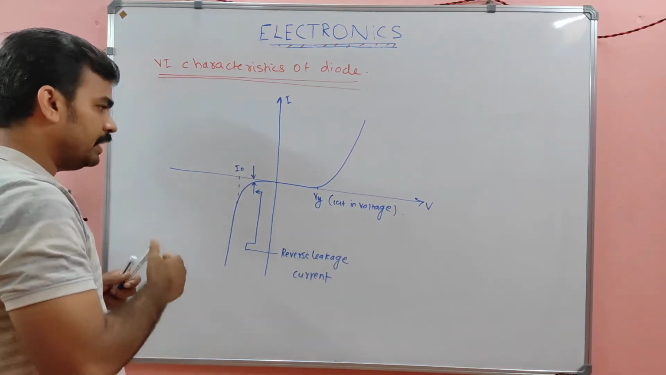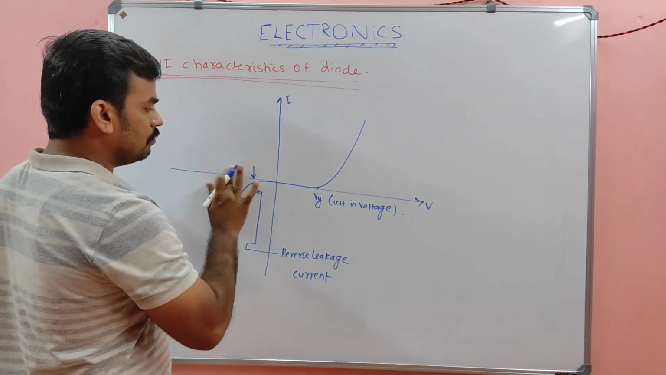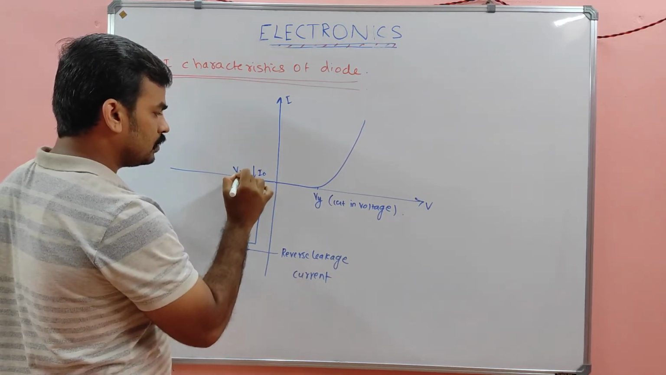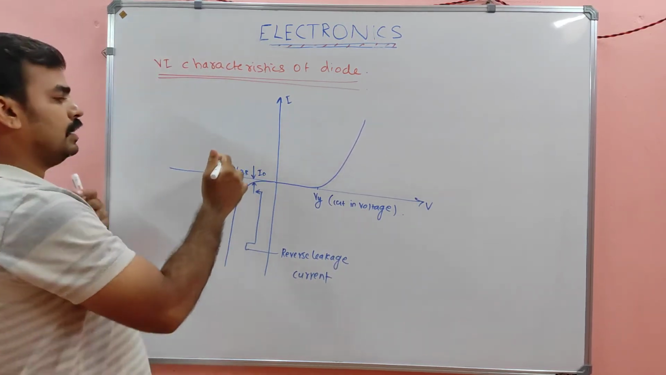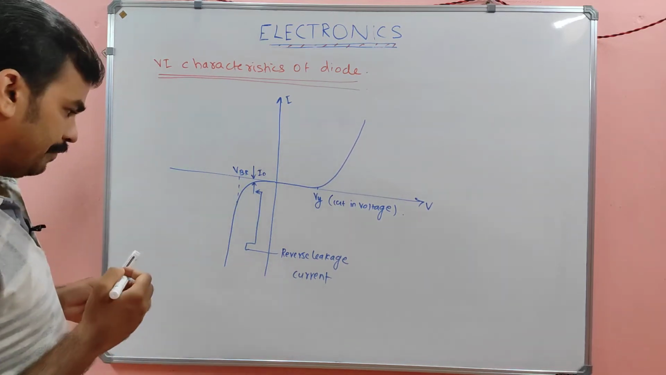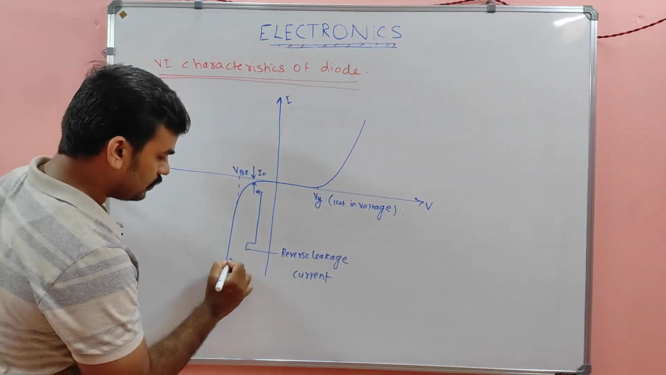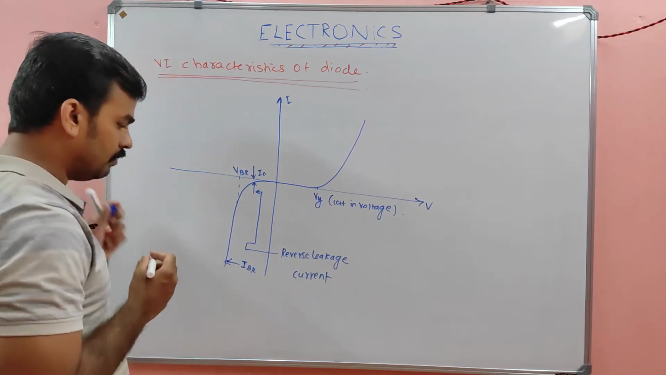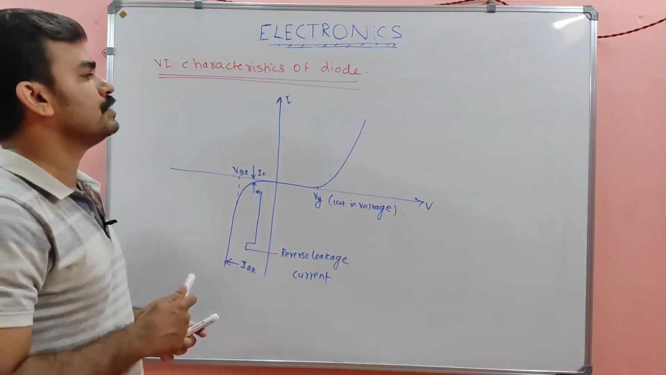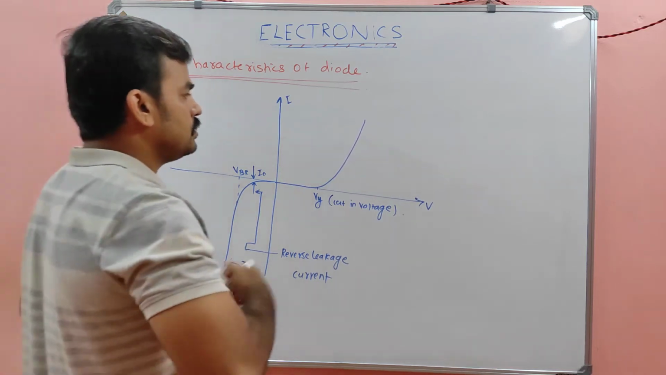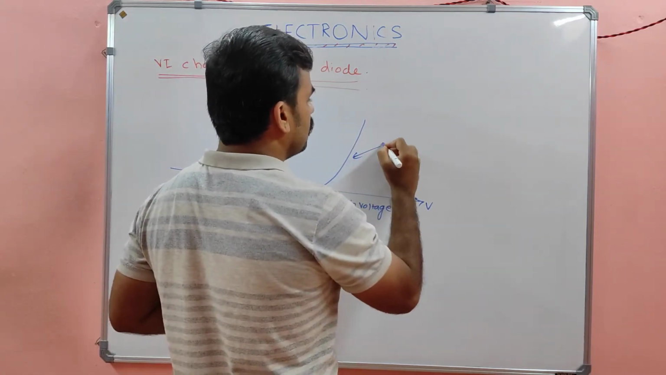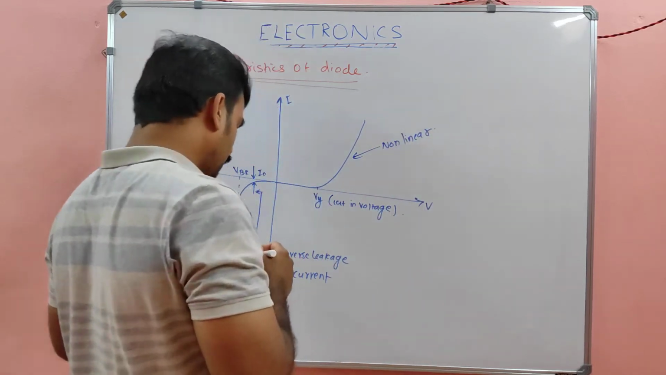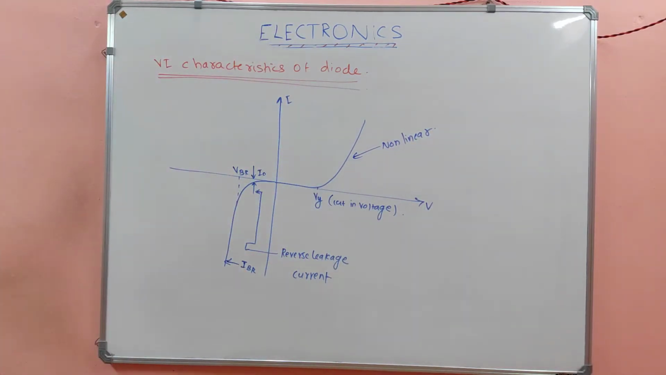But this is called breakdown. This is called breakdown current. This is the breakdown voltage and this is called the breakdown current, IBR. Listen, my dears, you should note one thing here, it is non-linear. So this is the VI characteristics of a diode, my dear.